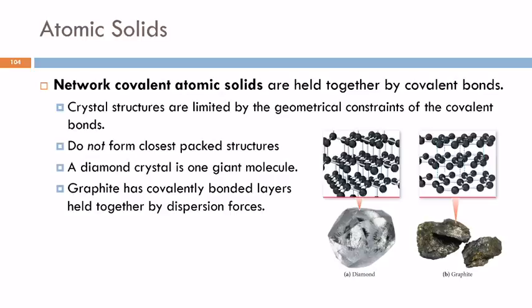Graphite is used as a lubricant. Yep. Because it slides, it's slippery with itself. Because it's individual layers that are held together by weak intermolecular forces. And so it's very easy to slide the layers next to each other.